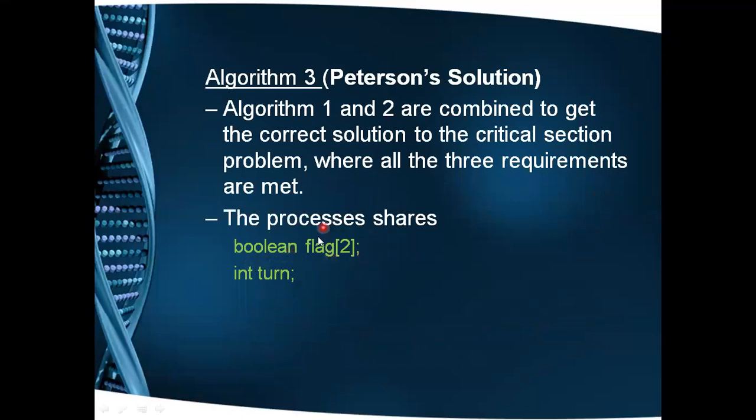The Boolean array flag of 2 is used, and then an integer variable turn is used. For the first process, flag of I should be true and turn is equal to I. If both the conditions are true, the first process is allowed to enter into the critical section. Otherwise, the second process is allowed to enter into the critical section. So this algorithm 3 is called Peterson's solution.